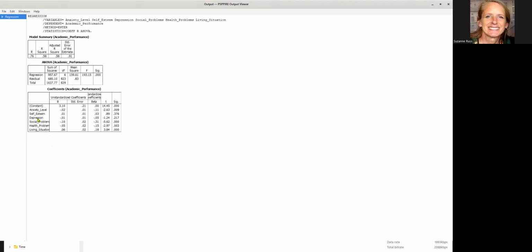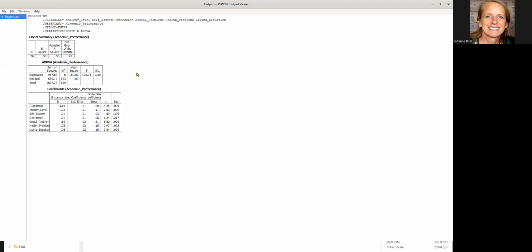So when we have something like this, where we know that depression and self-esteem really should both contribute to this model, it's possible we have some kind of a confound. And because of my familiarity with the data, I am wondering if social problems are kind of taking away the predictive power of both self-esteem and depression.